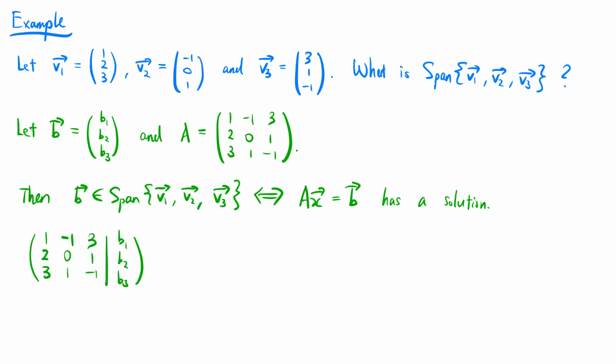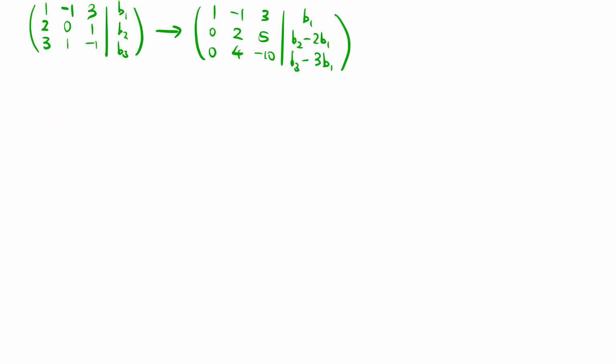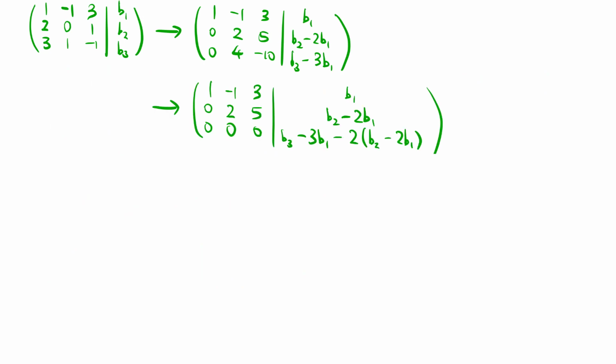So we solve this system, namely 1, -1, 3, B1, 2, 0, 1, B2, 3, 1, -1, B3. Using elementary row operations, we subtract 2 times the first row from the second row, and subtract 3 times the first row from the third row. We have 1, -1, 3, B1, 0, 2, -5, B2 minus 2B1, 0, 4, -10, B3 minus 3B1. Now we subtract 2 times the second row from the third row, and get 1, -1, 3, B1, 0, 2, -5, B2 minus 2B1, 0, 0, 0, B3 minus 3B1 minus 2 times B2 minus 2B1.